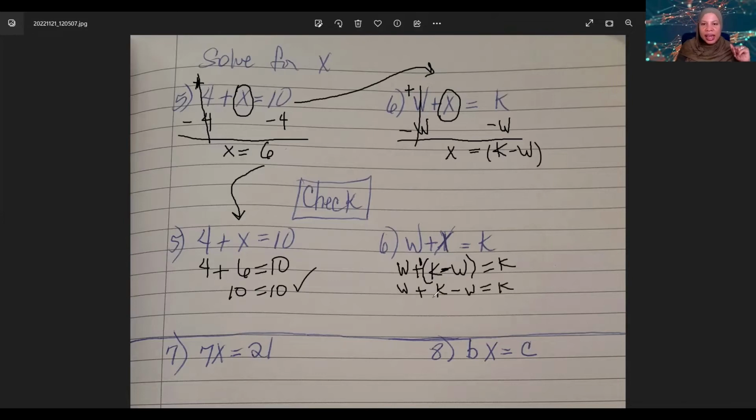And then the K, and what happens here? The two W's cancel out because one is negative, one is positive. So you get K equals K. Now, if both sides are equal, that means that your answer is correct. So we know that this is correct and that's correct.